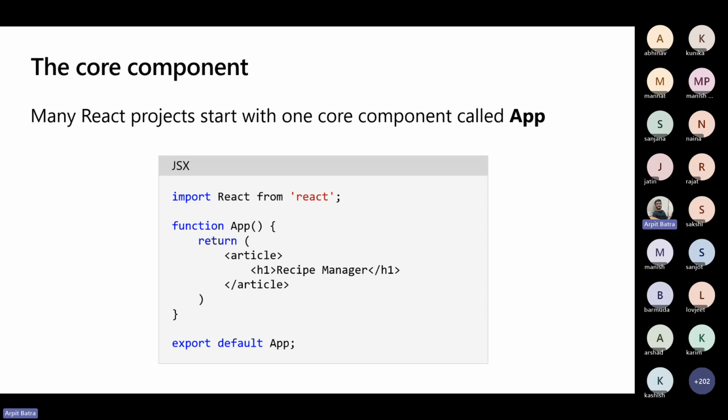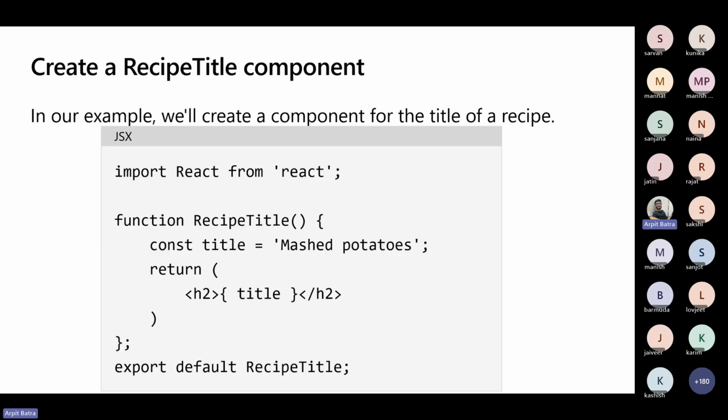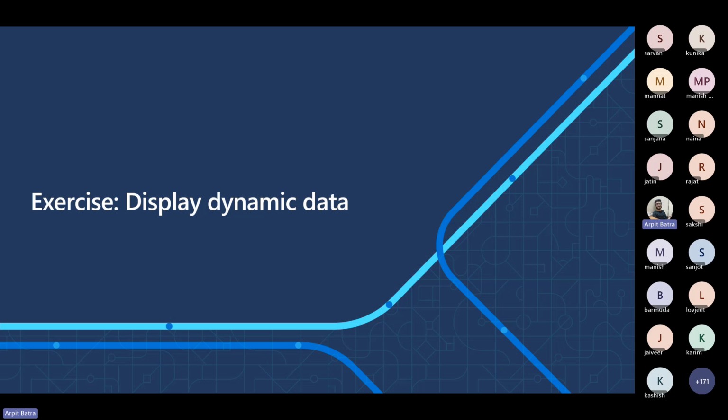The next one is core component. Many React projects start with one core component called App. Now we have display dynamic data. To display dynamic data contained inside JavaScript, use the syntax sometimes called handlebars. Now we have create a recipe title component. In our example, we will create a component for the title of the recipe. Now explore the code, display dynamic data, and now we go for the knowledge check.